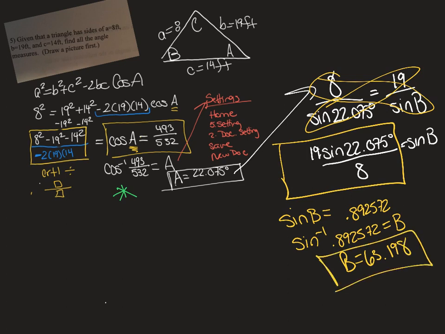So there's another answer. So we could do it again, or we can use the handy dandy trick. Triangles add up to 180 degrees. We know one angle is 22.075. We know another one is 63.198. So if we type this in our calculator and subtract from 180, we can tell that angle C is equal to 94.726. Nope, sorry, I rounded wrong.